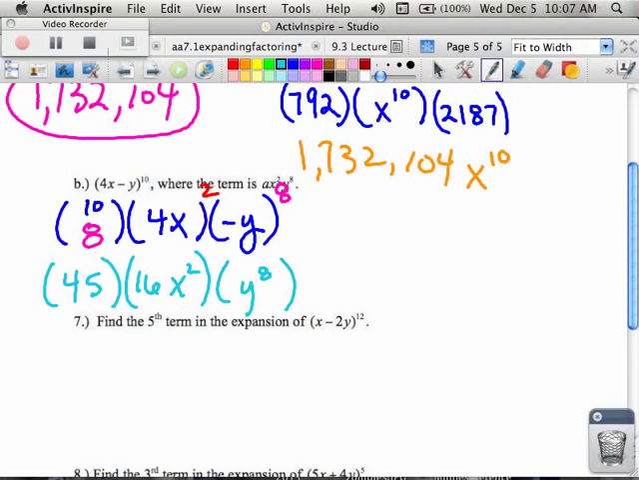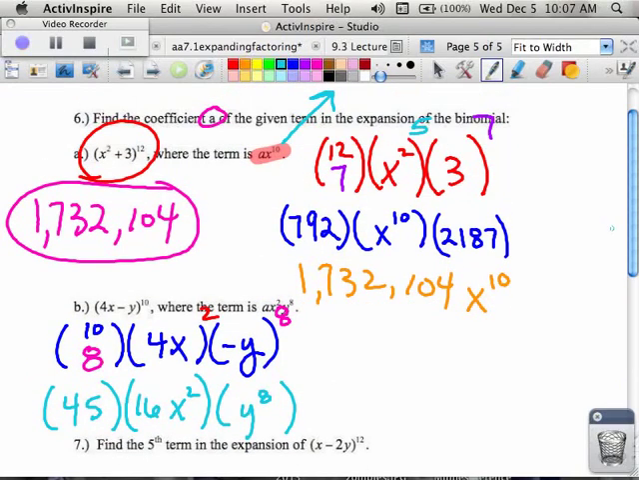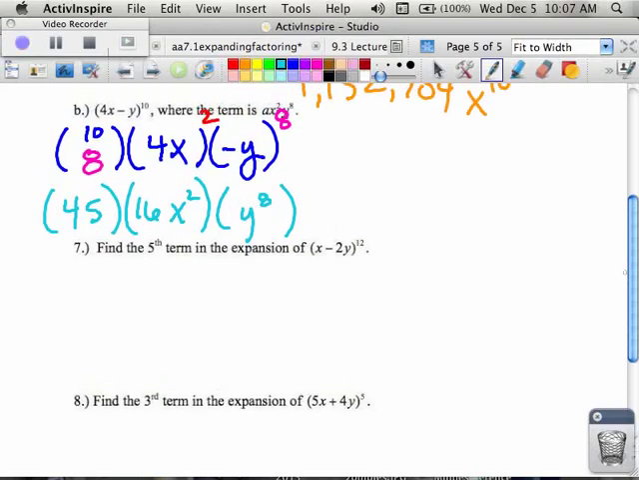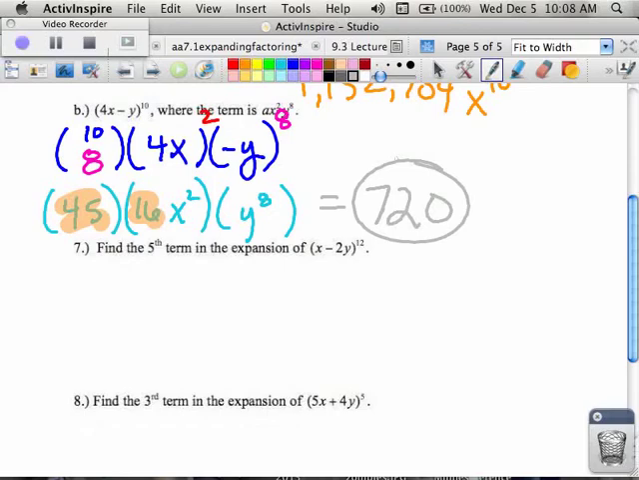If you read the directions for number 6, find the coefficient a of the given term, 45, where you have a x squared y8. So they're looking for the a again. That means I really only need to take the 16 times the 45 to find the coefficient, because coefficient means the constant or the number that's in front. When I multiply those out and find that coefficient, I get 720. So you don't need the x squared y8 because they were asking for the coefficient.